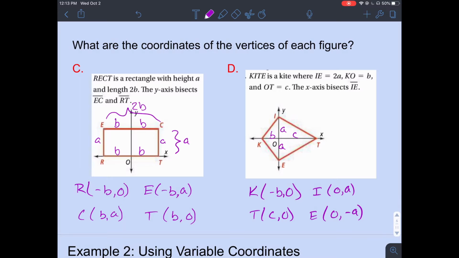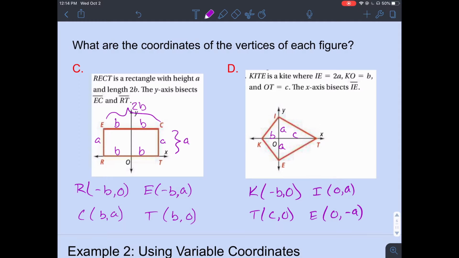E is going to be at negative B, positive A, because we're going to go up A units. C, we're going to go to the right B units, and we're going to go up A units. So that's going to be B, comma, A. And then T is on the x-axis, so it's going to be B units to the right, and it's going to go up or down 0, so it's going to be B, comma, 0.